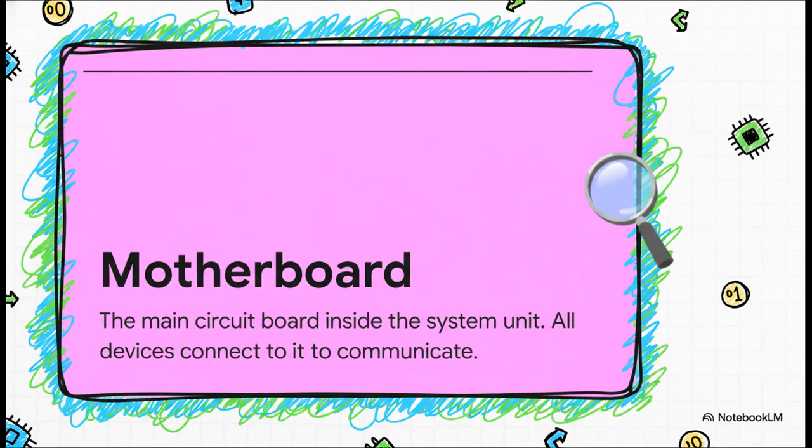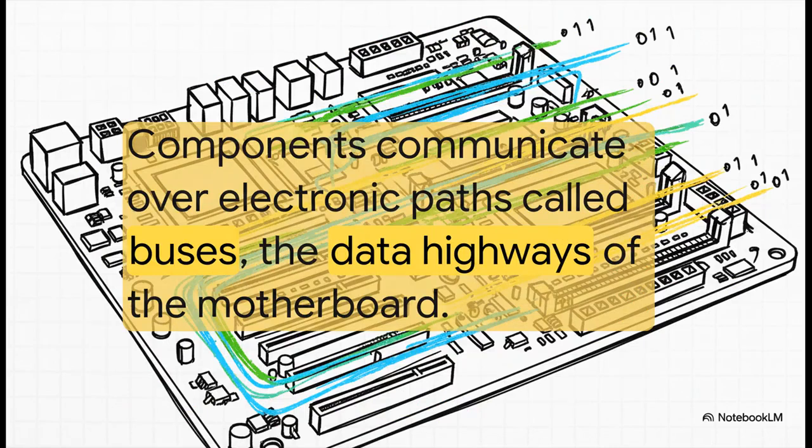And inside that house, the most important piece of real estate is the motherboard. I love this analogy. Think of it as the city grid. It's this giant circuit board that connects everything. The brain, the memory, your graphics card, they all plug into the motherboard so they can talk to each other. So if the motherboard is the city grid, how does all the traffic get around? Well, it moves on what are called buses. These are basically the data superhighways, tiny electronic pathways etched right onto the board that let information just zip between all the components at incredible speeds.